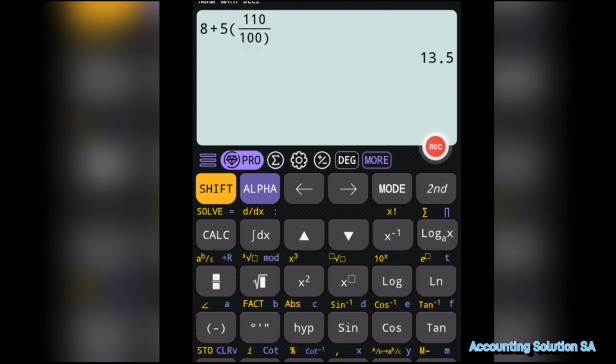The formula is always like this. On top you just add the percentage that has been added. So if you do this calculation, you're going to get 13,5. This 13,5 is the one that you're going to use to divide the amount that has been given.